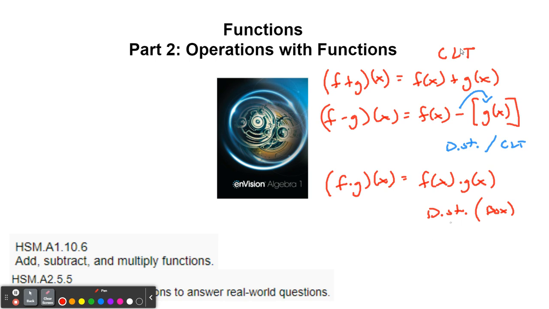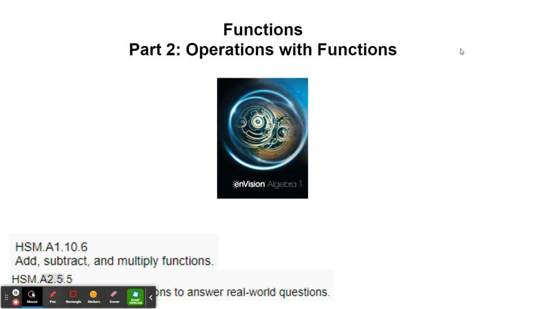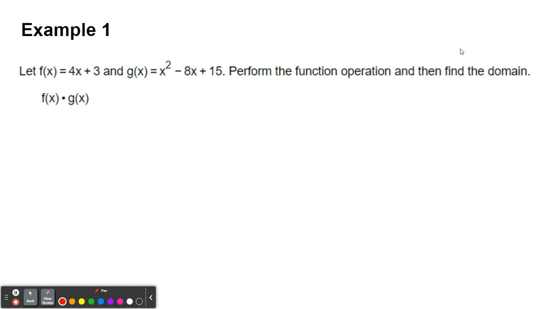All right, so let's get right down to some of these operations with functions. Again, good review of combining like terms, all kinds of fun stuff. So it says, let f of x equals 4x plus 3 and g of x equals x squared minus 8x plus 15. Perform the operation and then find the domain. So we're going to multiply f of x times g of x. So we're going to take 4x plus 3 and multiply it by x squared minus 8x plus 15.